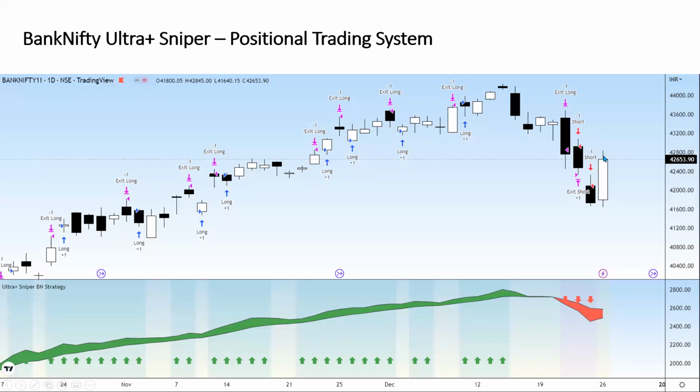Yahan pe bhi the last day, in this green candle, there is no red arrow. So the trend can reverse, and it seems like we picked up a reversal from here. So this is very straightforward. A positional trading system we take in view.